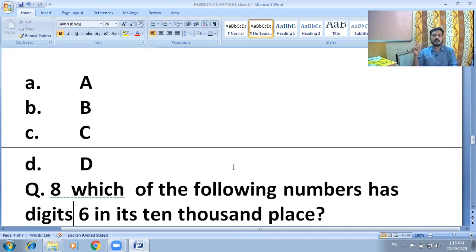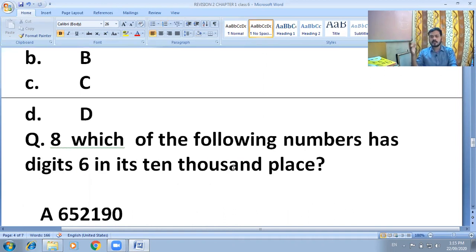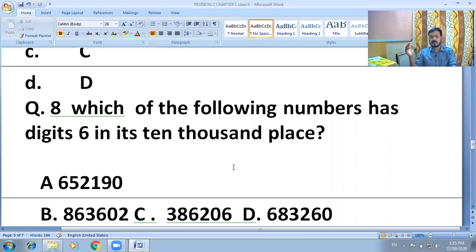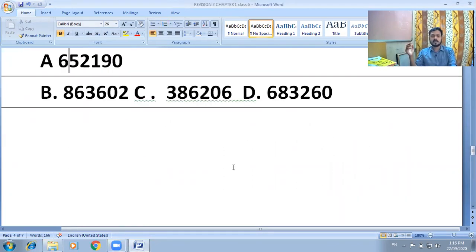Question number 8: which of the following numbers has digit 6 in its 10,000 place? Everyone knows what place value and face value are. If you know place and face value, then you can easily find 6 in its 10,000 place. Okay, what is the 10,000 place? So we can see here options A, B, C, and D.